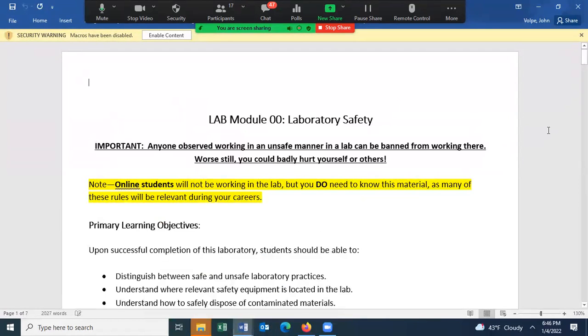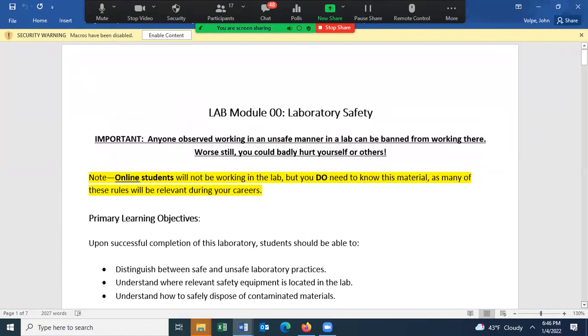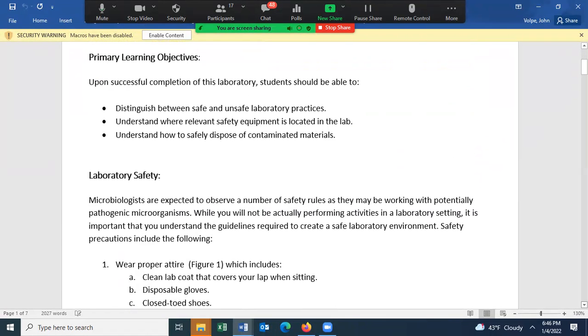So lab module 00 is on laboratory safety. You're not going to be working in the lab, but you do need to know this material, as many of these rules will be relevant, obviously for the quiz, but also for your career. The learning objectives.